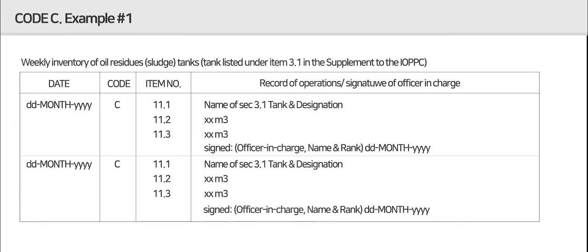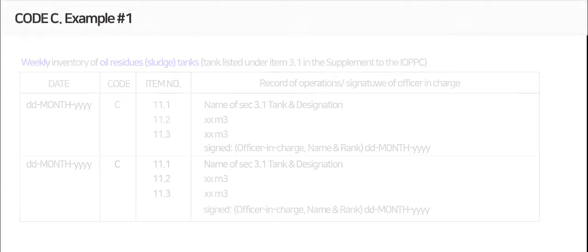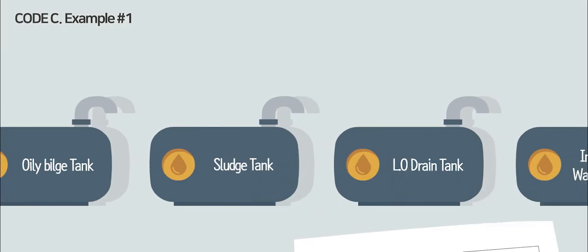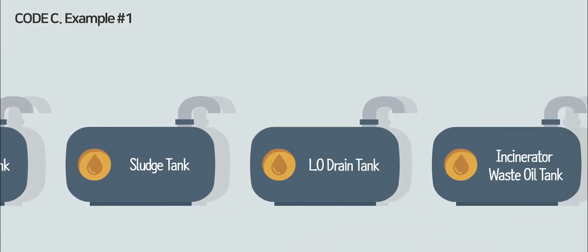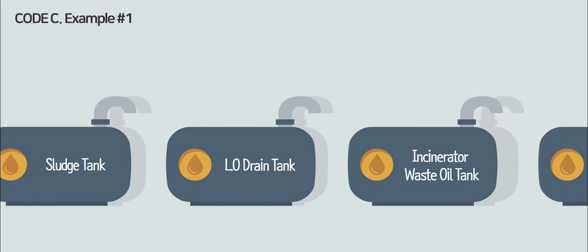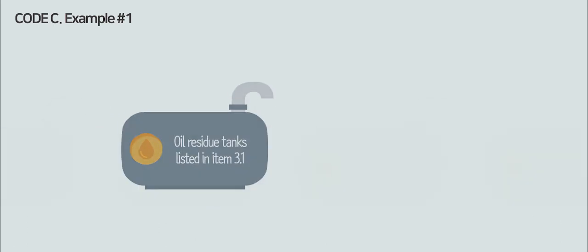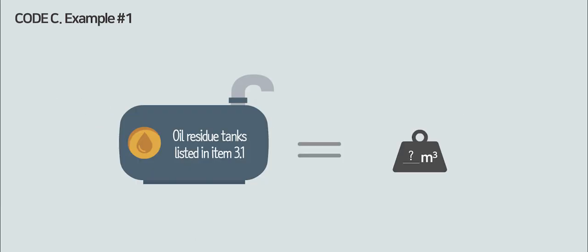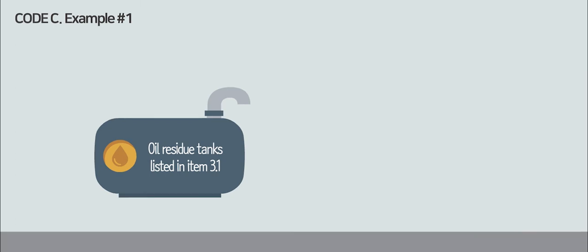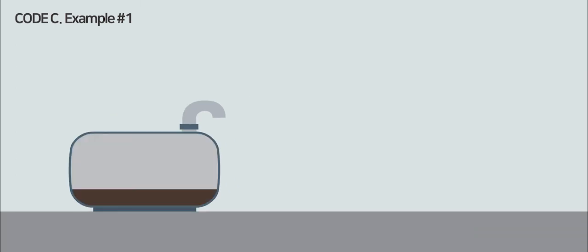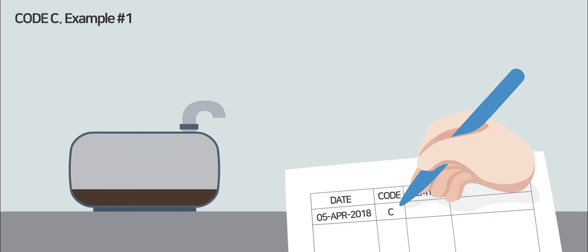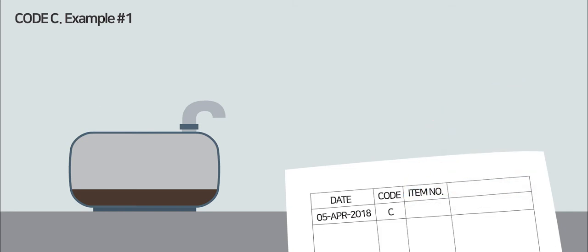Example 1. In case of the weekly inventory of oil residue tanks, Item 11.1, name of tank listed under Item 3.1 in the supplement to the IOPPC. Item 11.2, capacity of the tank. Item 11.3, total quantity of retention are recorded for each tank using Code C.